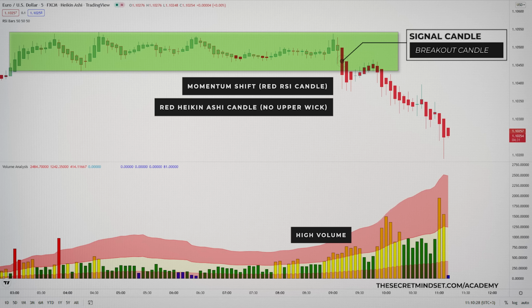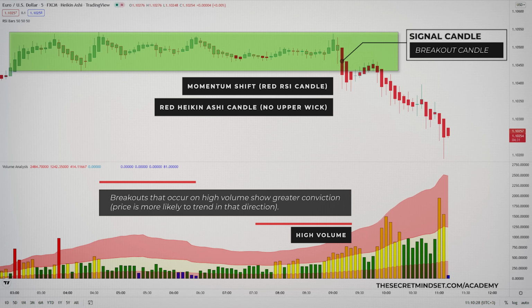The volume is increasing and is yellow, which means we have consecutive bars of high volume. Breakouts that occur on high volume show greater conviction, which means the price is more likely to trend in that direction. And this combination of multiple energies, trend, momentum, and volume, all agreeing on the same basis, is very important to filter the market noise and bad signals. Short position after this candle, with a stop loss above it, and a 2-to-1 reward to risk ratio.